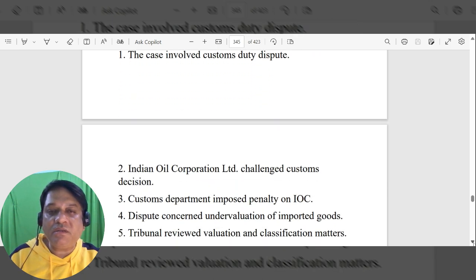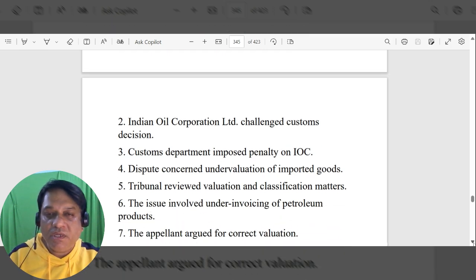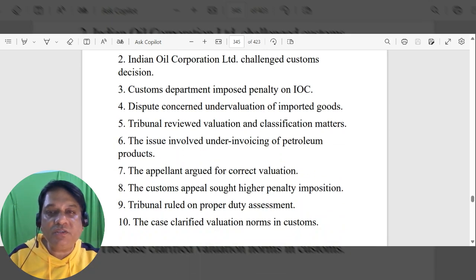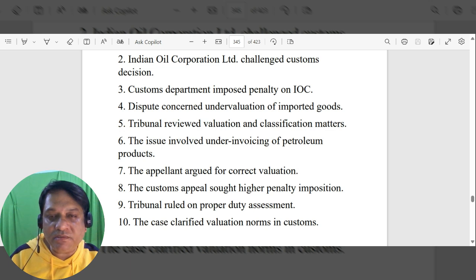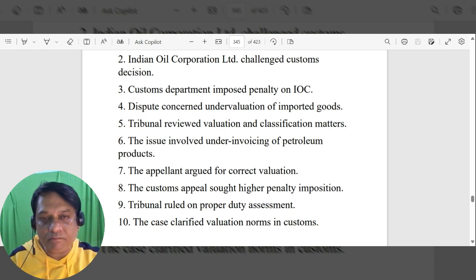The case involved a customs duty dispute. Indian Oil Corporation Limited challenged the customs decision. Customs Department imposed penalty on IOC. Dispute concerned undervaluation of imported goods. Tribunal reviewed valuation and classification matters. The issue involved under-invoicing of petroleum products. The appellant argued for correct valuation. The customs appeal sought higher penalty imposition. Tribunal ruled on proper duty assessment. The case clarified valuation norms in customs.